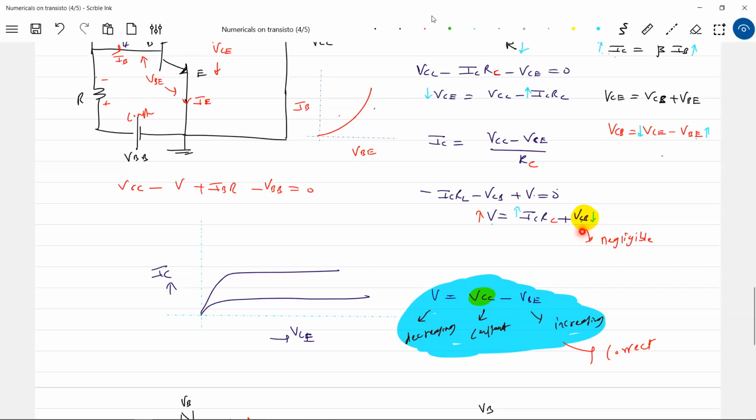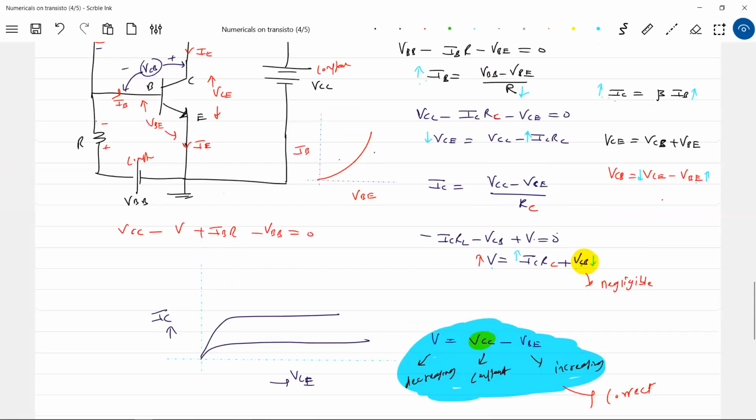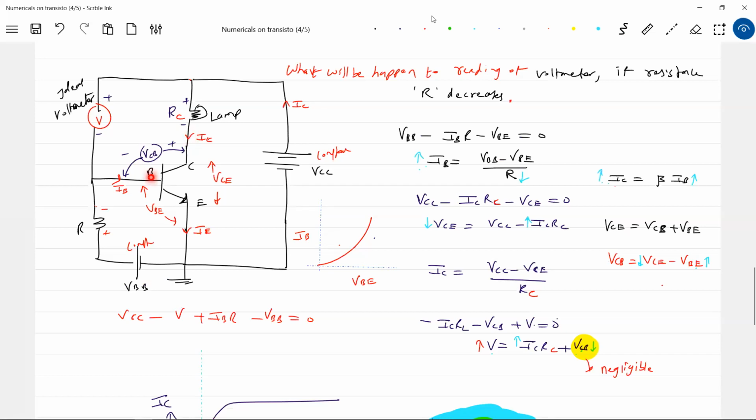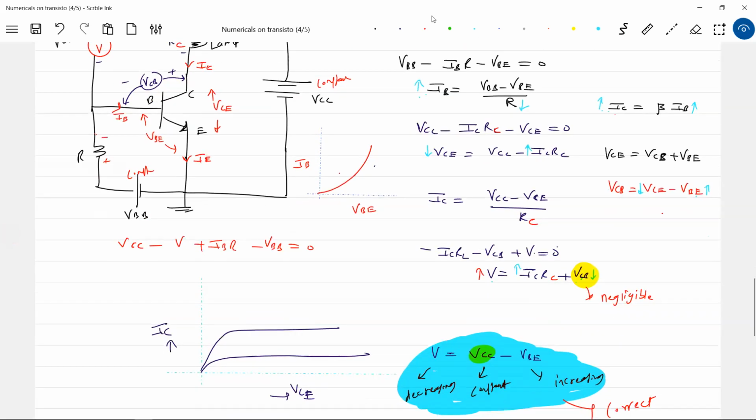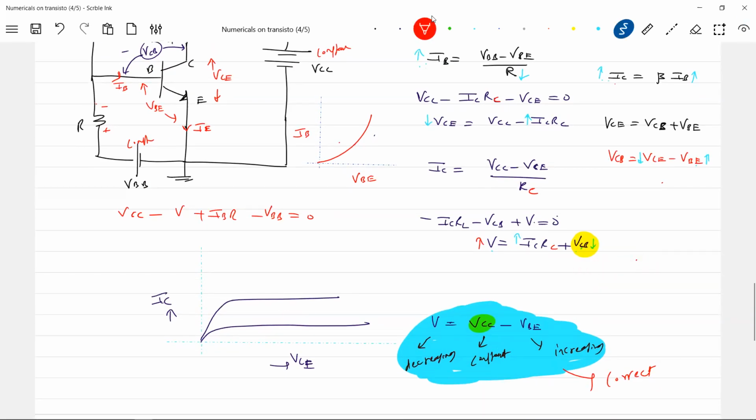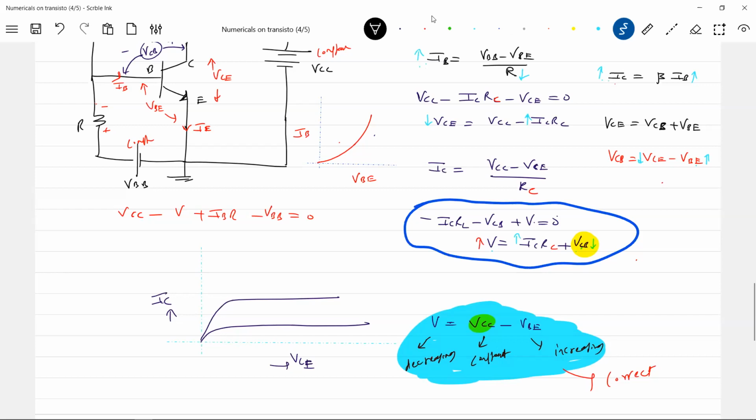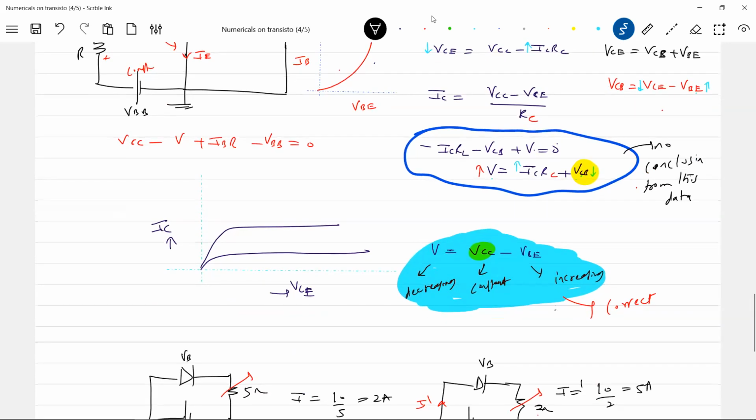How to say about VCB? If it is an active region, there'll be impact on the reverse bias also. How does that reverse bias change? So the reverse bias is not only governed by IC and IB. I'll do one thing, that this we can't conclude using this. I'll write it: no conclusion from this data. Only this data is what is helping us.